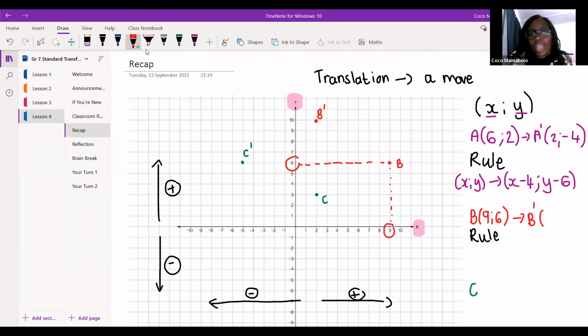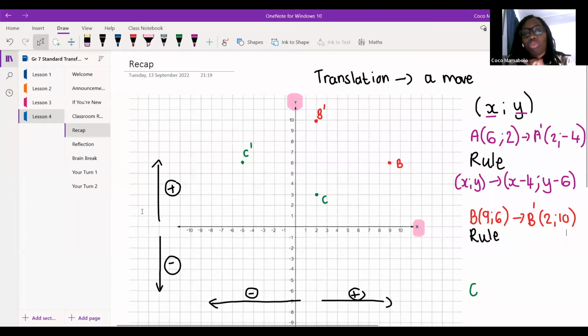Okay, and then we go to B prime and we do the exact same thing. Find me my X value and find me my Y value by taking it to the X and the Y line. I'm waiting for my coordinates for B prime, guys. Good, B prime is 2 and 10. I see some of you guys are still giving me B, that's fine. Okay, B prime is 2 and 10.